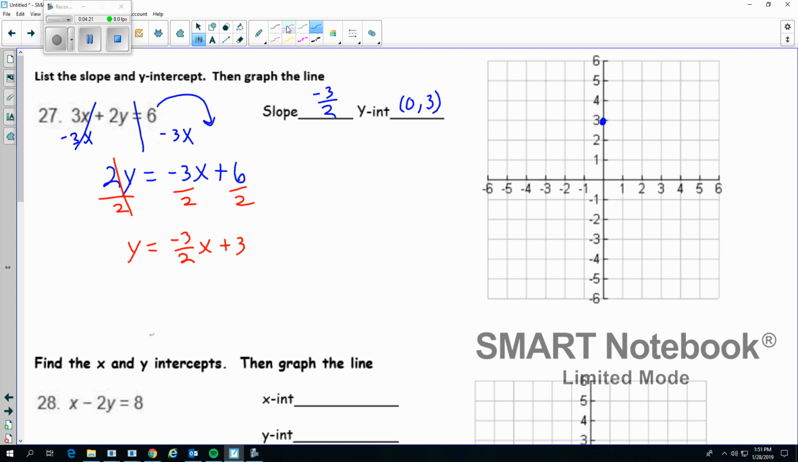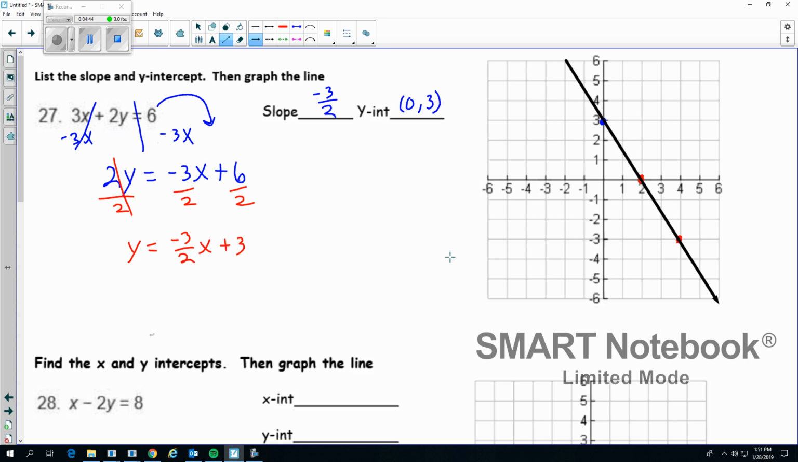Now the slope is -3 over 2. So down 3, forward 2. Down 3, forward 2, just to find an extra point. And now we'll go ahead and graph that. And there you go.